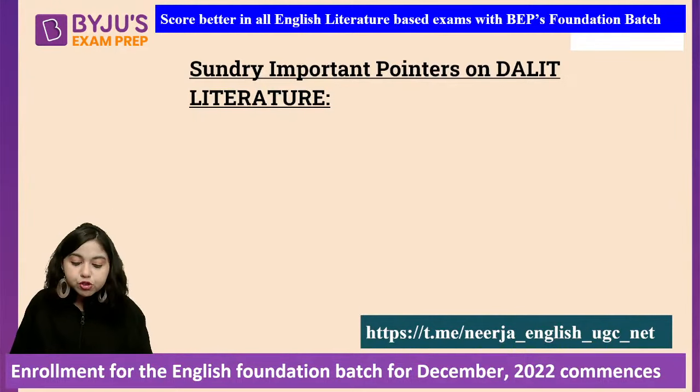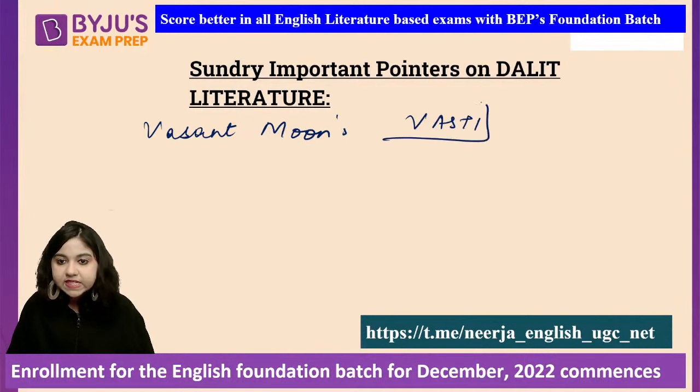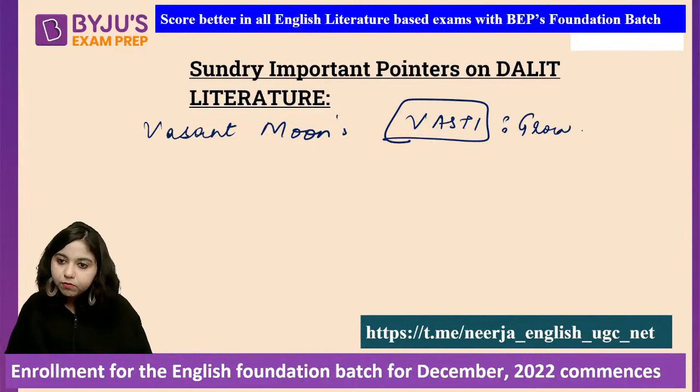But I want all of you to remember that there are a bunch of writers who are coming over here. For instance, Daya Pawar, Jyotirao Phule, or B.R. Ambedkar. But there are other writers also, besides Lakshman Mane, Upara, or Sharan Kumar Limbale's The Outcast. There are some other works as well. Let's just write some of them. We'll discuss some of them in tomorrow's lecture as well. You have Vasant Moon. Vasant Moon is writing Vasti. Vasti is actually subtitled Growing Up Untouchable in India.